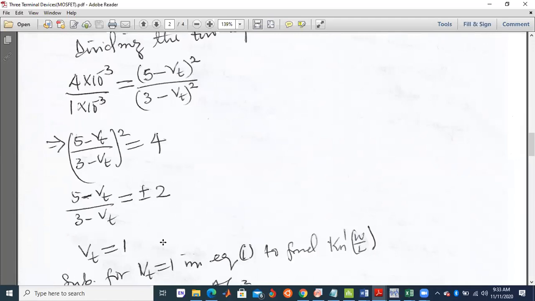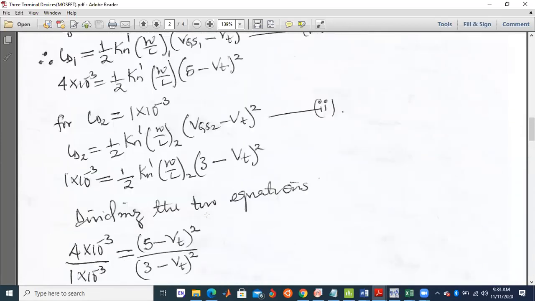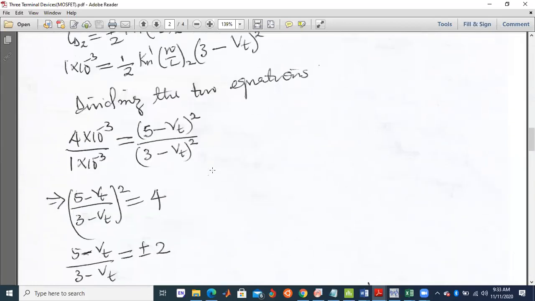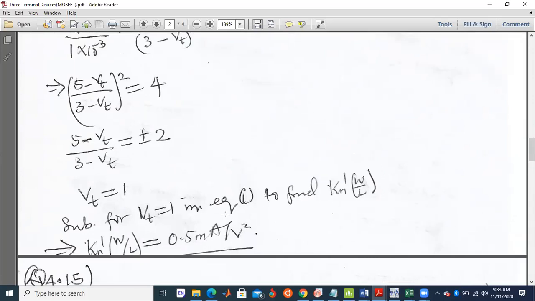Then you substitute for VT in maybe equation 1 or equation 2. You can substitute it here or in equation 1. Then if you substitute it, you have your Kn prime W over L to be equal to 0.5 milliamps per V square. Please, is it clear?